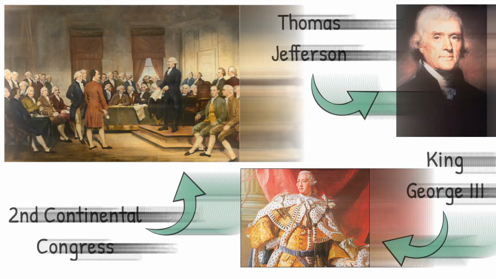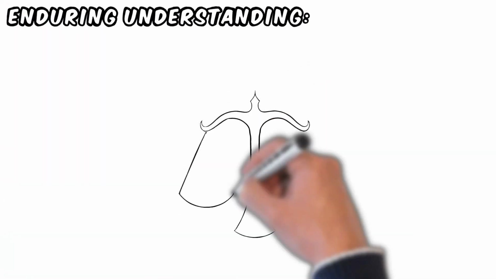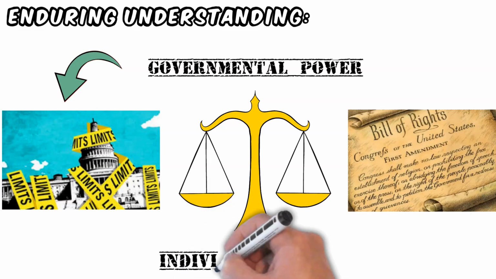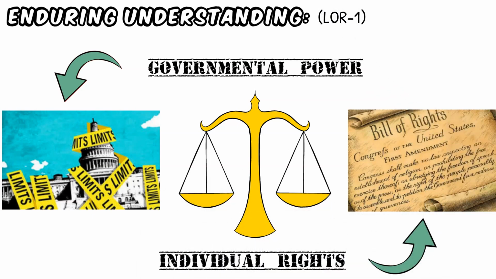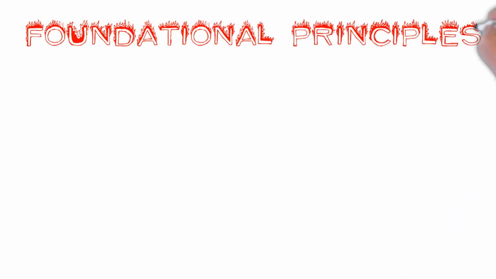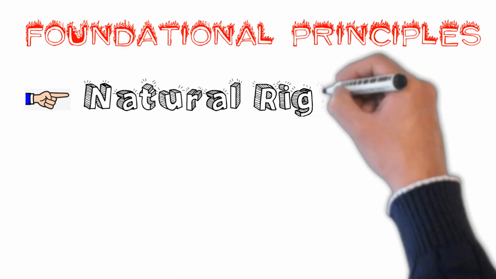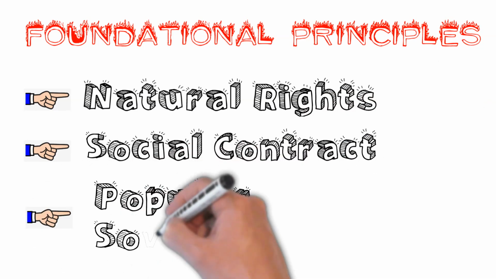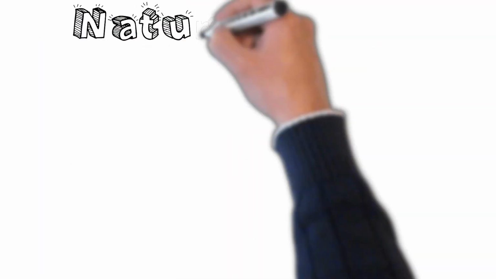A balance between governmental power and individual rights has been a hallmark of American political development, and the Declaration of Independence provides a foundation upon which the principles of natural rights, the social contract, and popular sovereignty are built. Let's look at those principles now. The first principle we'll look at is natural rights.